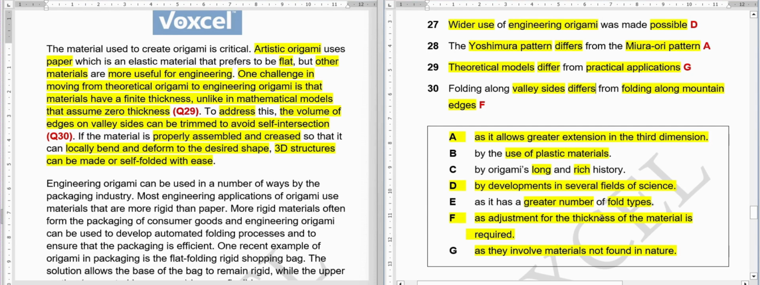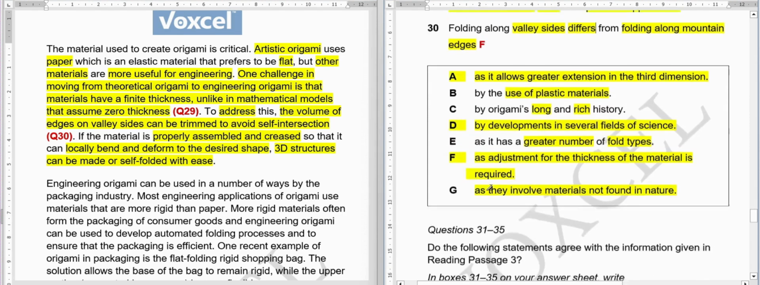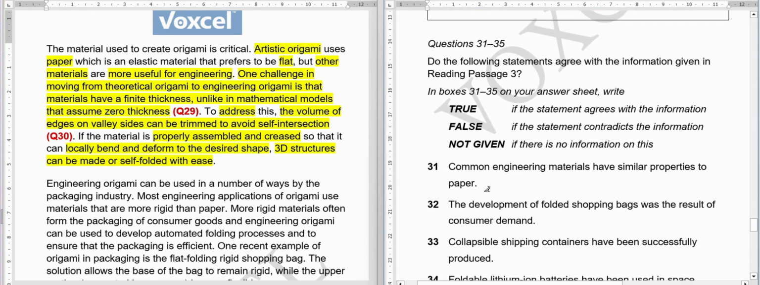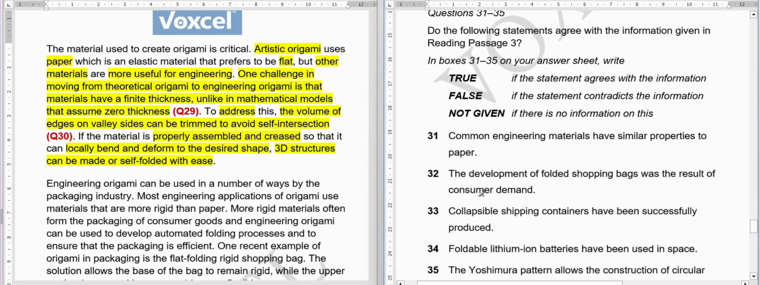So adjustment for the thickness of the material is required. So how do we adjust the thickness? By trimming it. So this is the difference. I hope it is clear. Now, moving on to the next set of questions, true, false. Let's see whether any question is here in this paragraph or not.